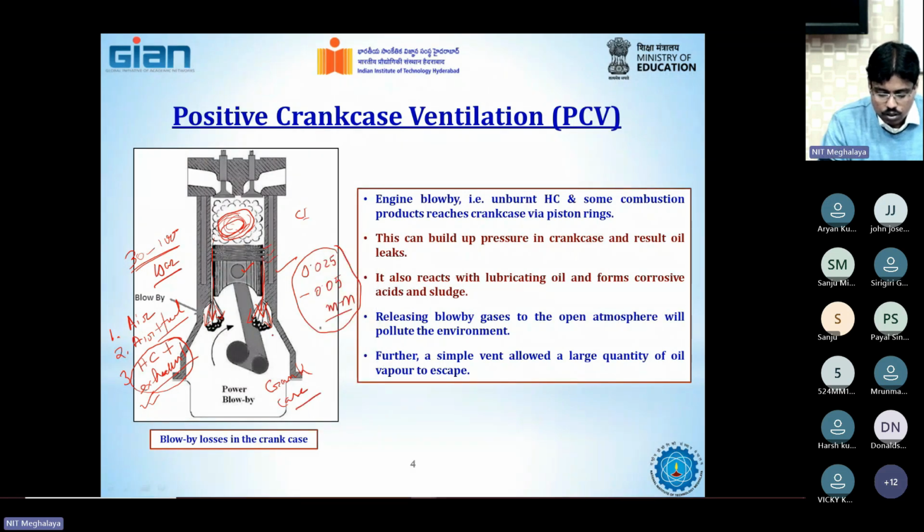So when this hydrocarbon and incompletely burned fuel comes into the crankcase, it can create primarily three types of problems. First problem is that when these gases continuously come and store inside the crankcase, which, by the way, is completely sealed, it will pressurize the crankcase, and at a certain point a time will come where it may rupture the crankcase and create leakage of lubricating oil.